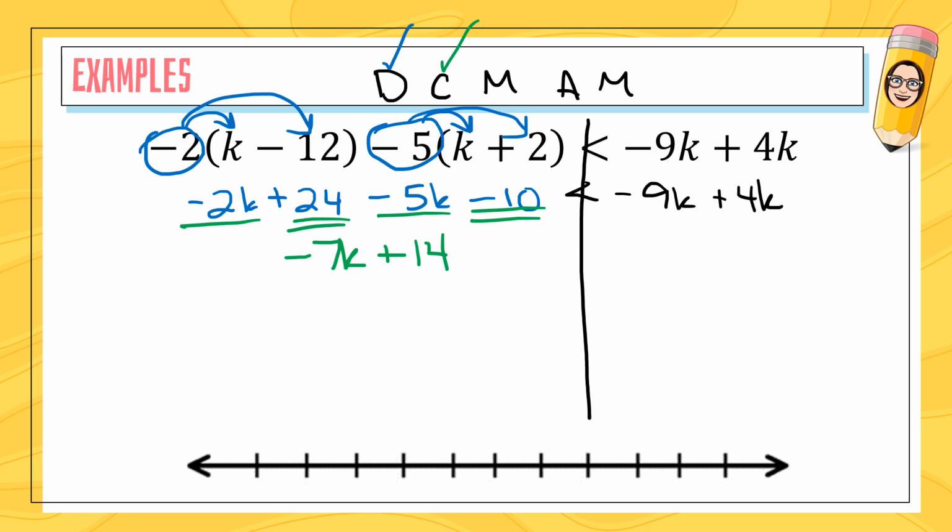Now the lines I drew are just to help me think through. That is optional, but I think helpful. And slow down here. Take a look at that right side. It's not often that we have this, but those are also like terms. They both have k's. If I have negative 9k's and positive 4k's, I have negative 5k's. See what happened there?